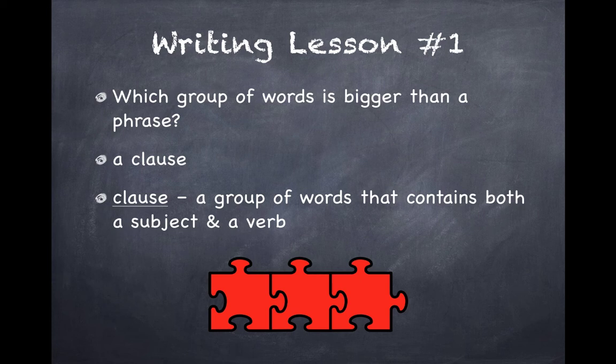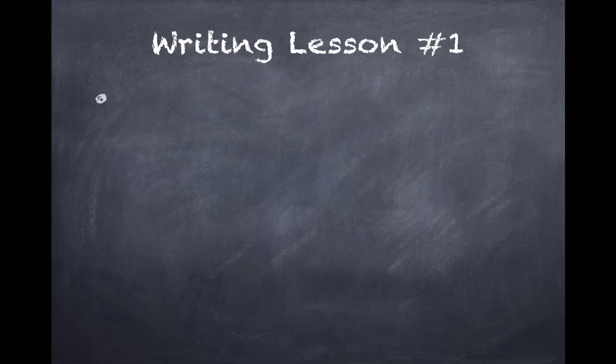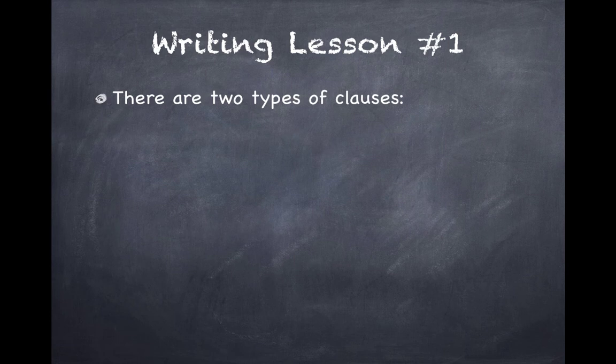So again, look at the illustration here. We started off small. A word was 1 puzzle piece. A phrase is 2 puzzle pieces. And then a clause is like 3 puzzle pieces. Building and getting bigger and bigger as we go. There are 2 types of clauses.